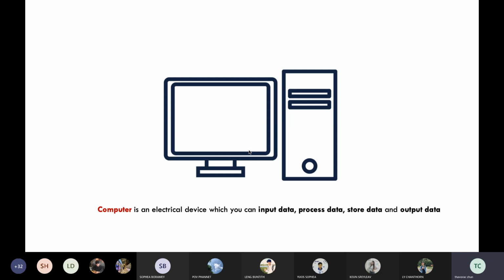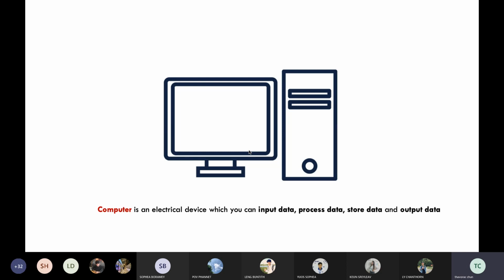Okay, so just a definition. What is a computer? A computer, in a short definition, is an electrical device which can input data, process data, store data, and output data. So any device which has this functionality can be considered a computer.